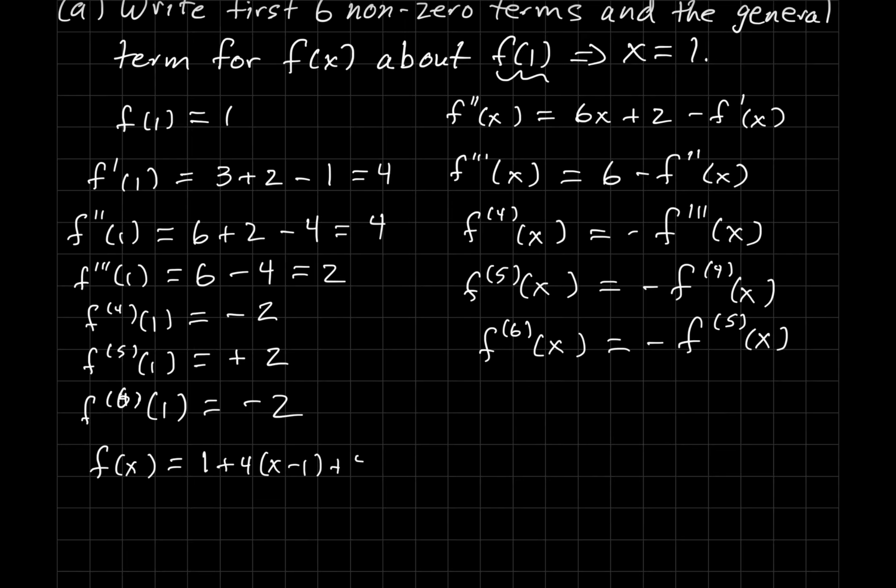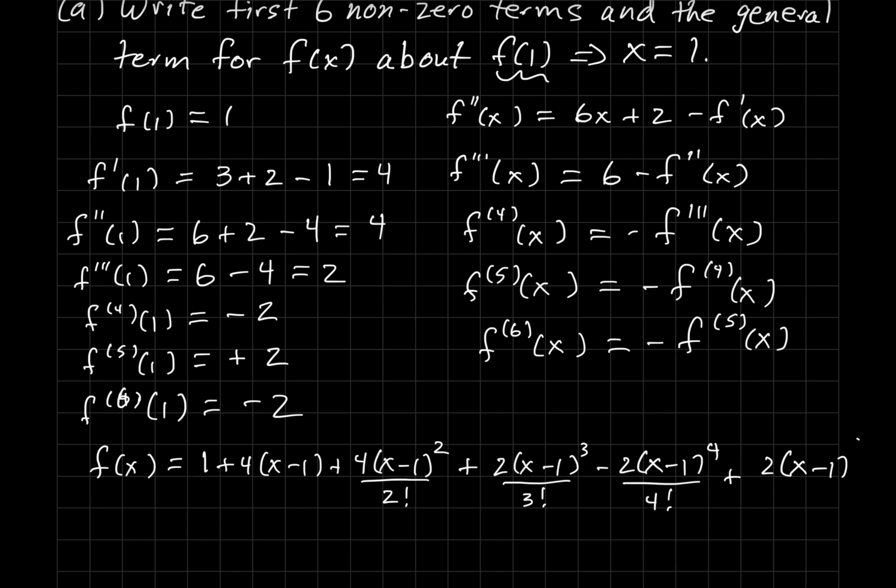plus f double prime, 4 again, times x minus 1 squared over 2 factorial, plus f triple prime, 2 times x minus 1 cubed over 3 factorial, and then the fourth derivative, so -2, x minus 1 to the fourth over 4 factorial, and then 2 times x minus 1 to the fifth over 5 factorial. So I have my first 6 non-zero terms.